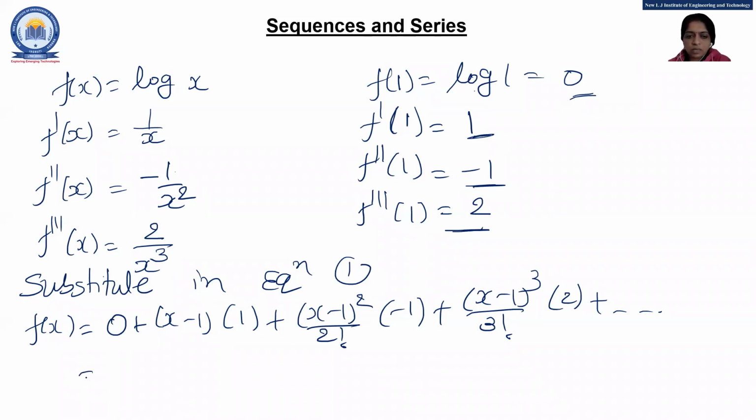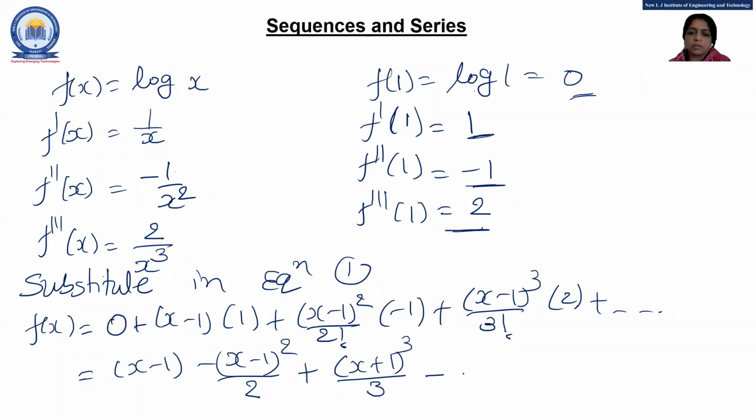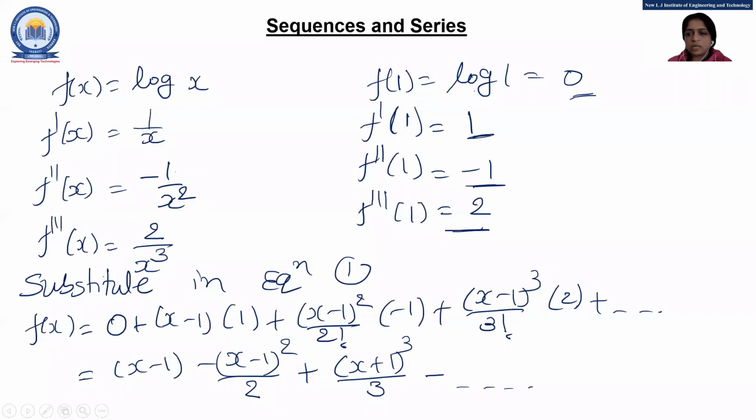After simplification, I have x minus 1, minus x minus 1 whole square by 2, since 2 factorial is 2, plus this 2 upon 6, that is 1 by 3, so x minus 1 whole cube by 3, minus, plus and minus alternate, and so on. Okay. So do you have any doubt, students, about this example?